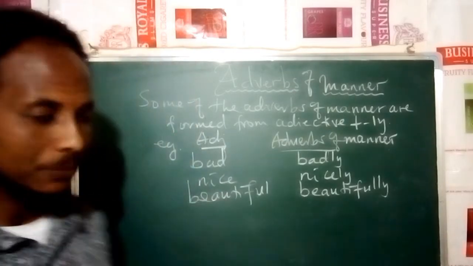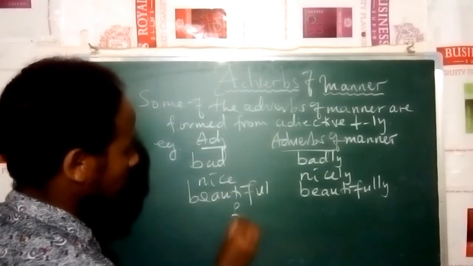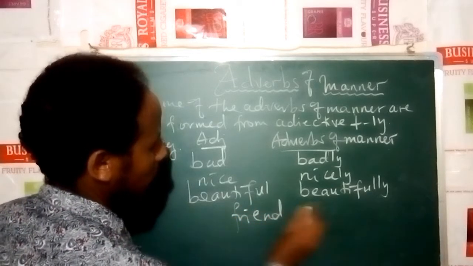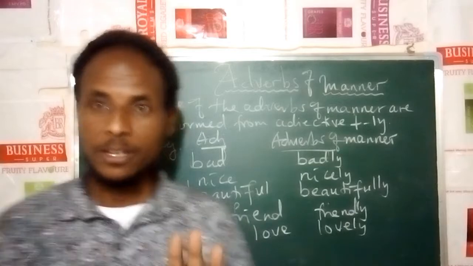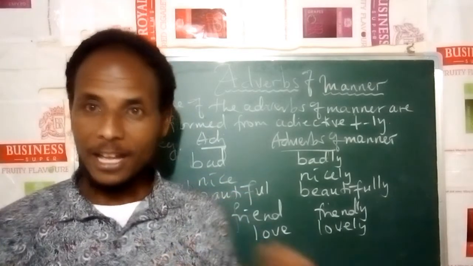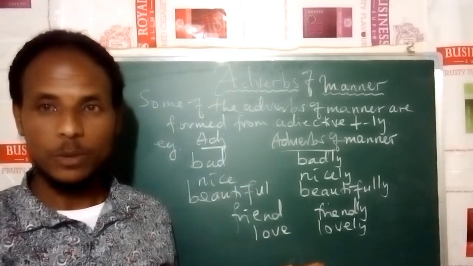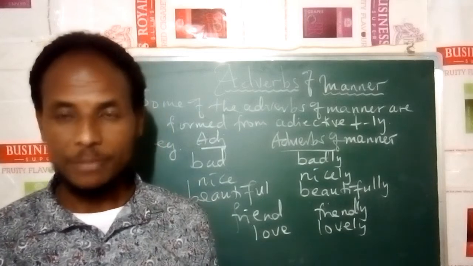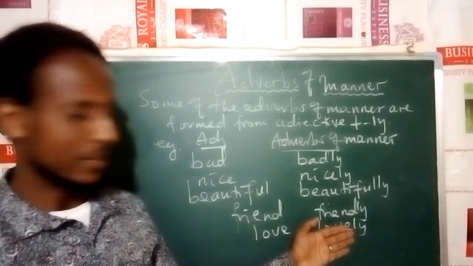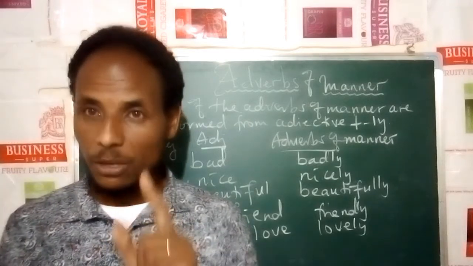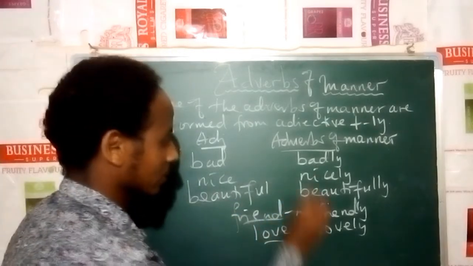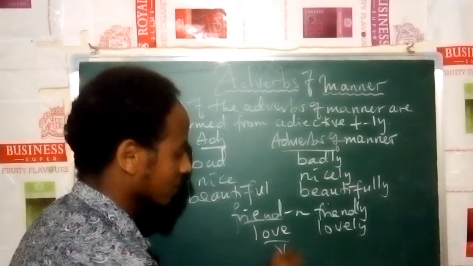Here is an example. Okay, look. Since we add the suffix ly to the word, we cannot say it is an adverb of manner. Friend, friendly. Love, lovely. These are not adverbs of manner because friend is a noun and love is a verb.